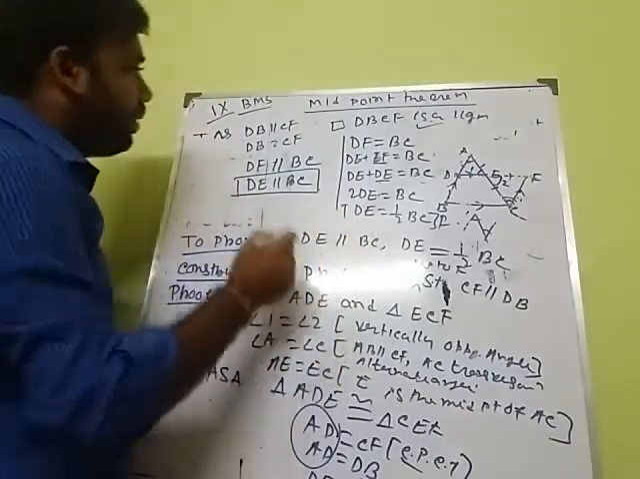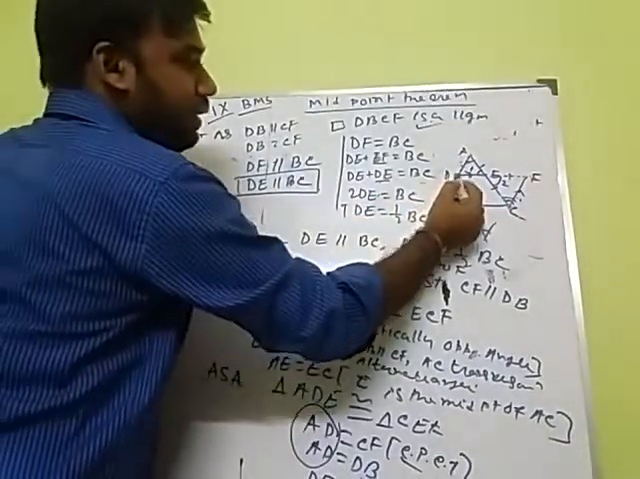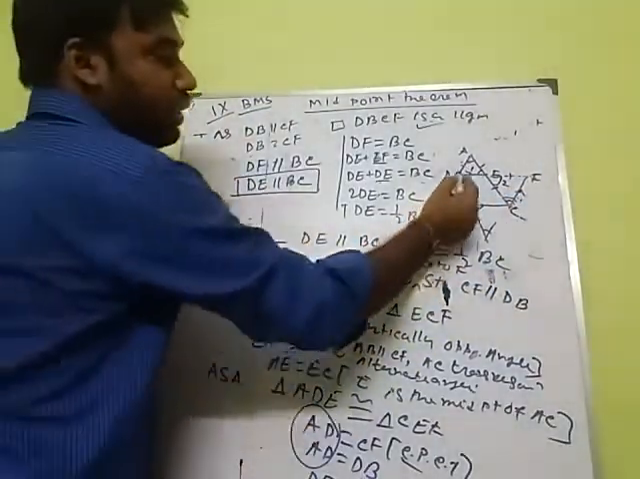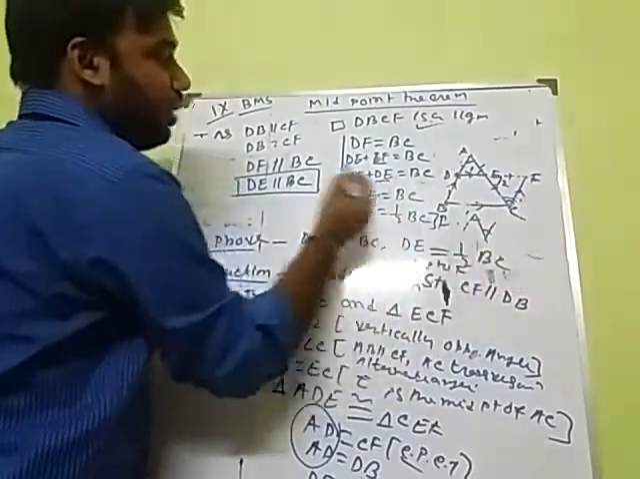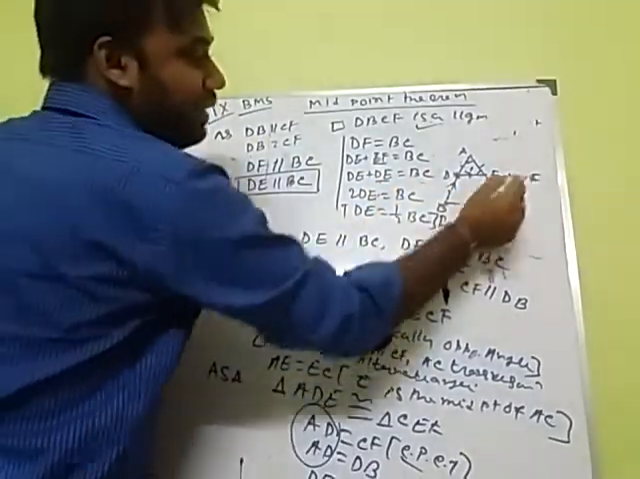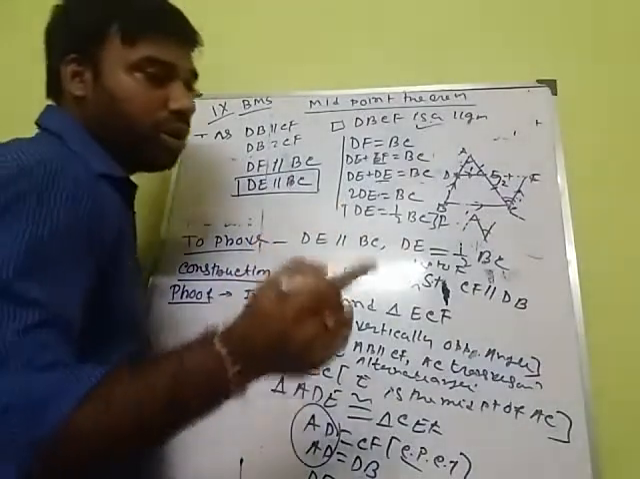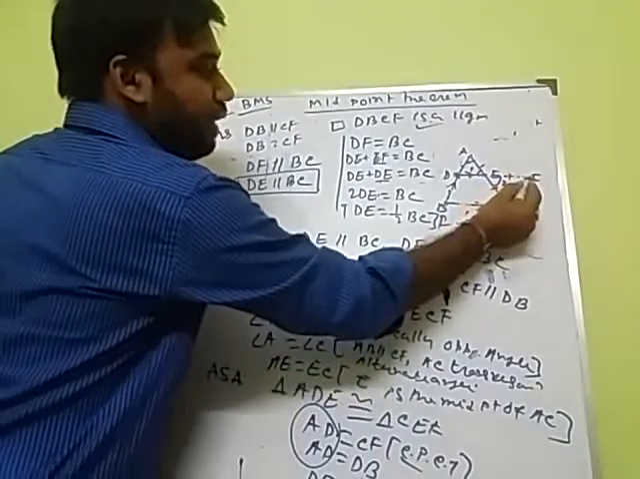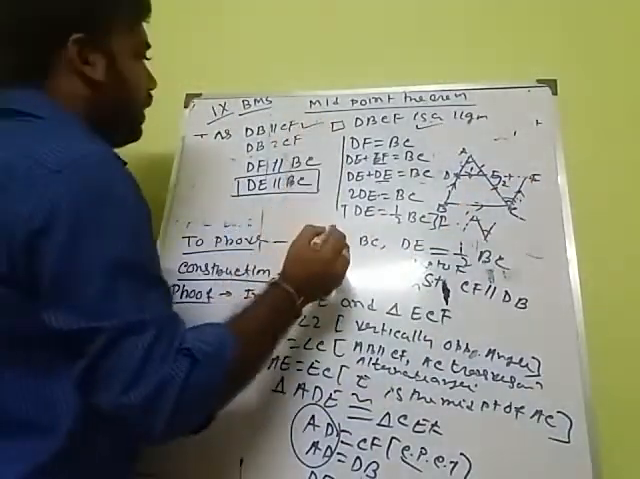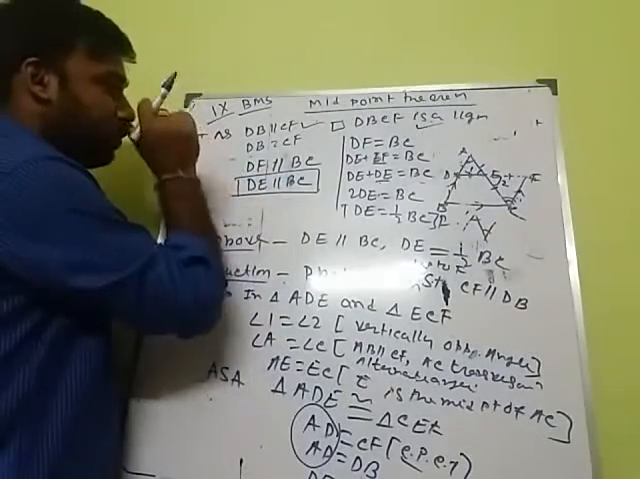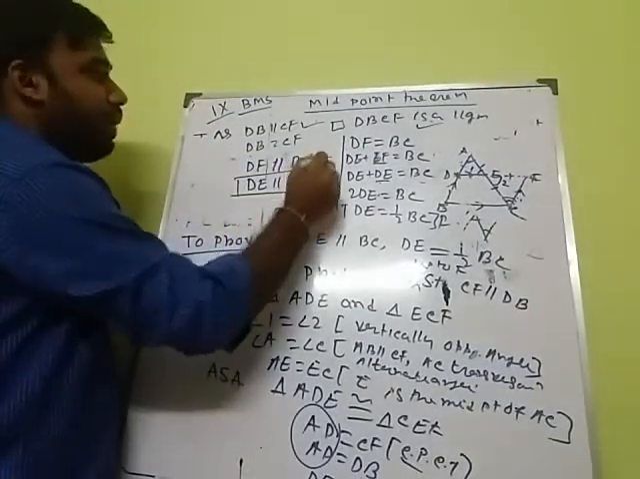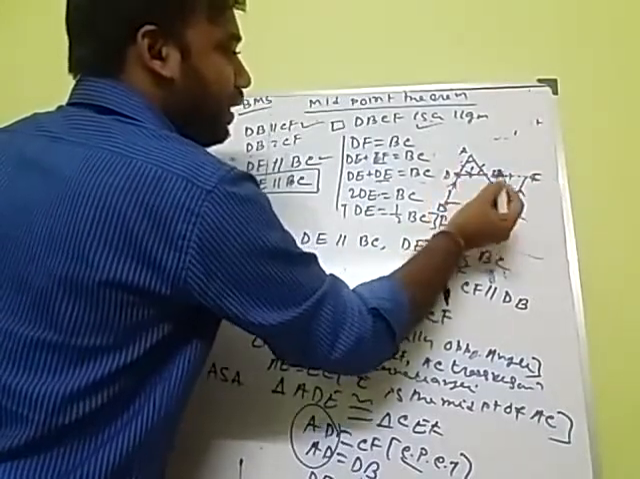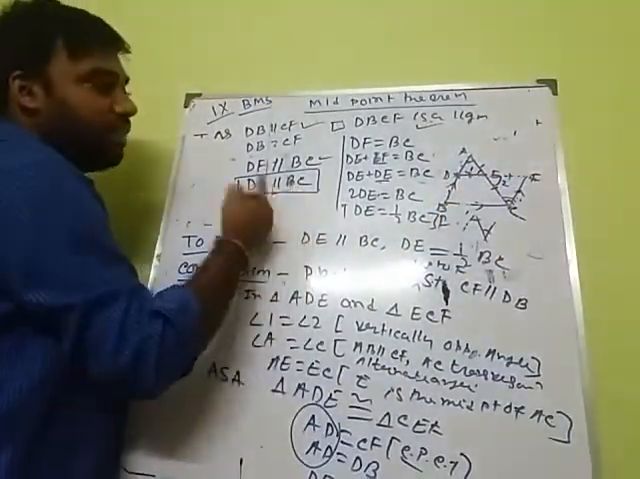So, as DB parallel to FC, because that is by construction, DB parallel to FC, DBCF is a parallelogram. As it is a parallelogram, we know that opposite sides of a parallelogram are also equal. So you can say BC parallel to DF. Yes, DF parallel to BC. As DE is a part of DF, DE is also parallel to BC. This is the first proof.